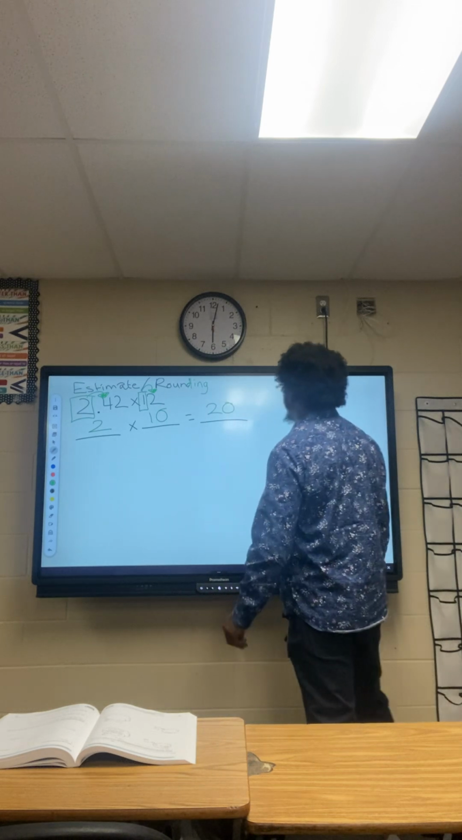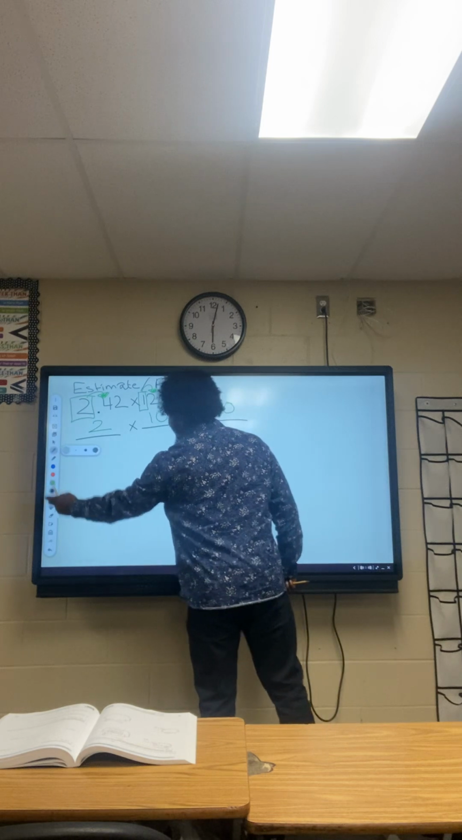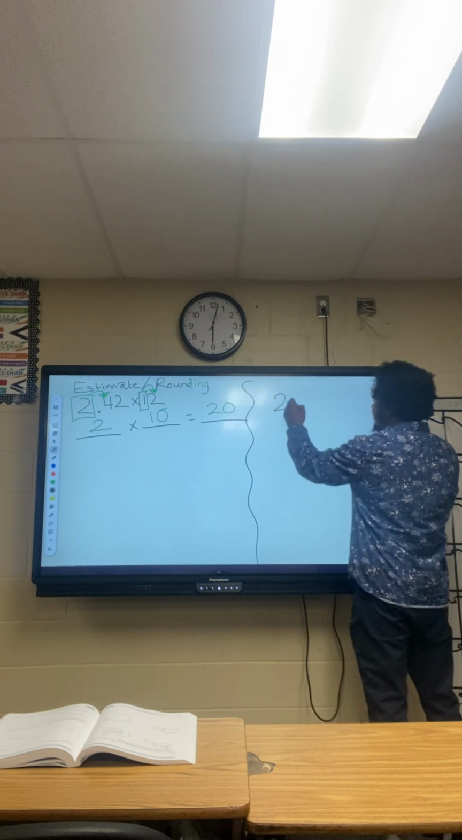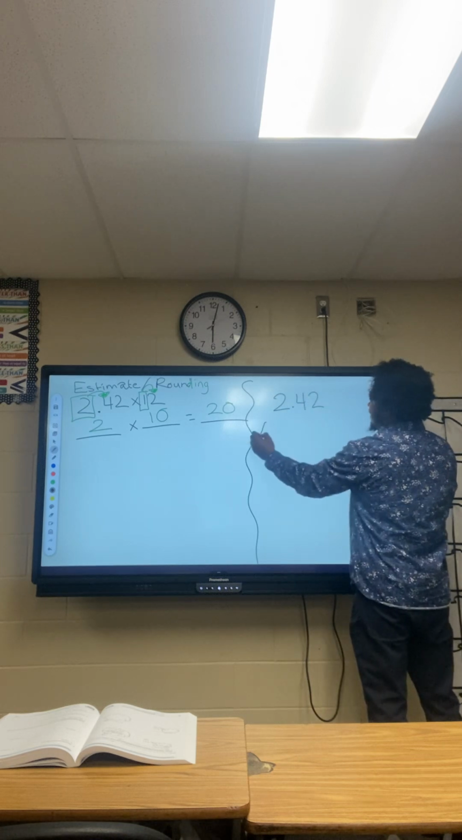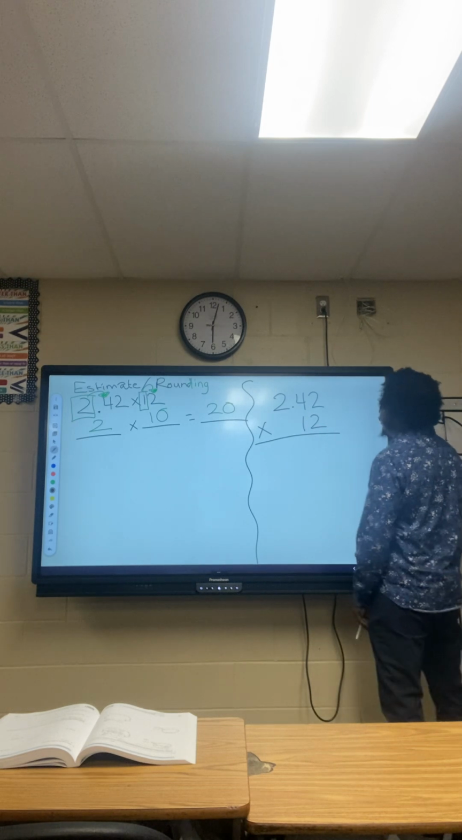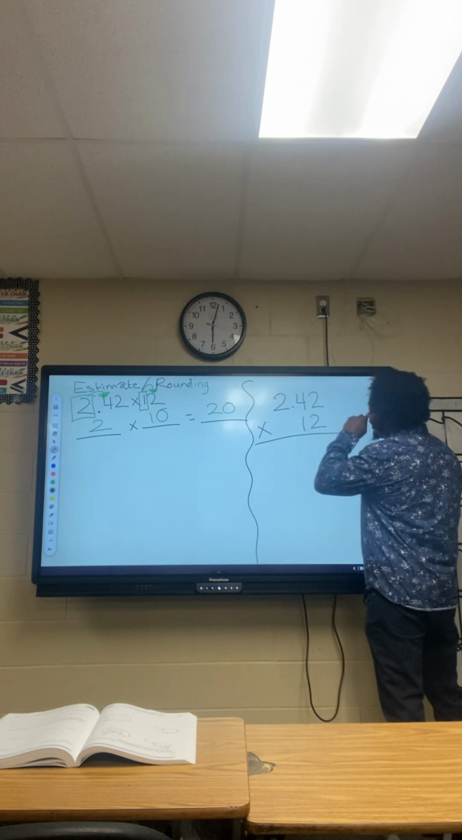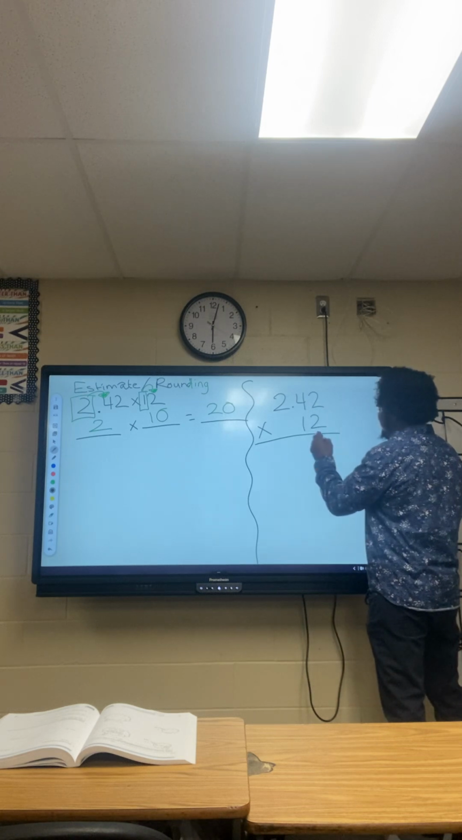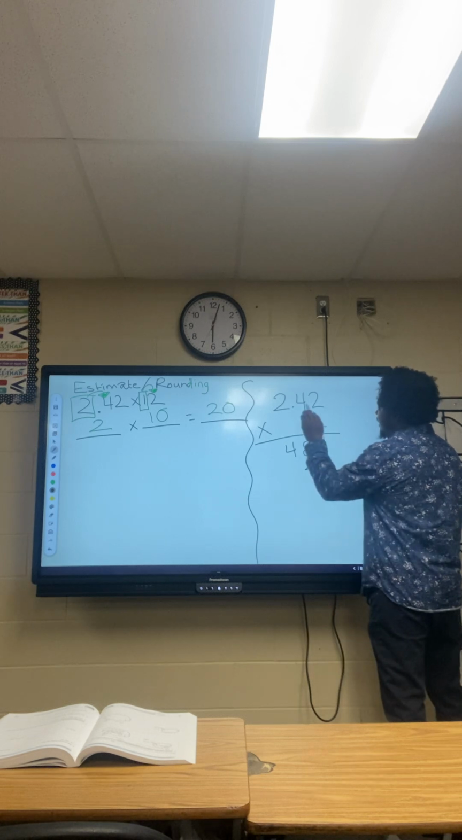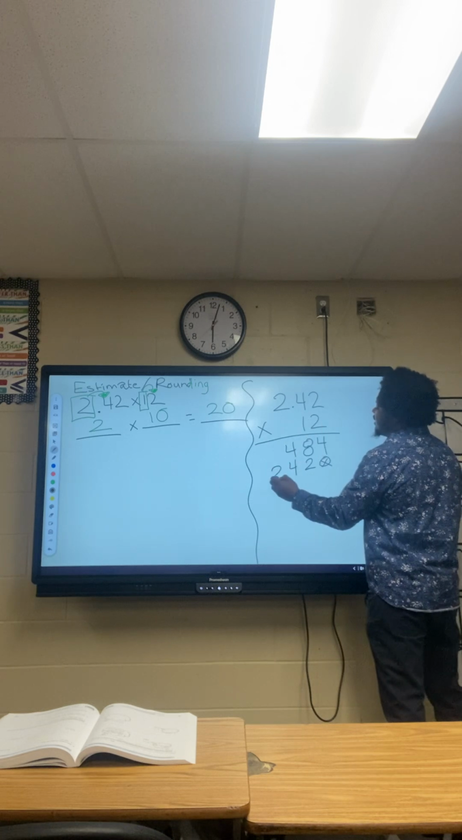Now we can go ahead and solve using our standard algorithm. So I'll solve that over here vertically. 2.42 times 12. Okay, so the first step to solving standard algorithm is to take the 2 and multiply by everything up top. So we have 2 times 2 is 4, 2 times 4 is 8, and 2 times 2 again is 4. Now what do we need? We need a 0 spacer. And we can move over to the 1 now. 1 times 2 is 2, 1 times 4 is 4, and 1 times 2 again leaves us with 2.